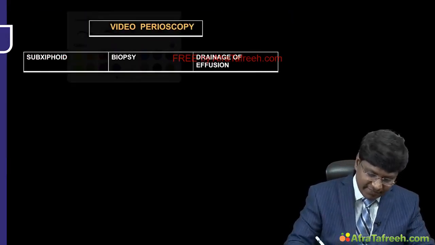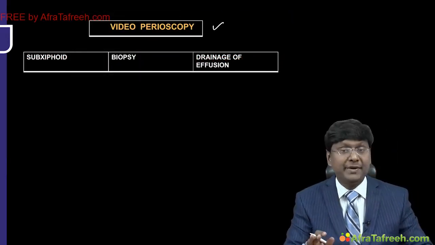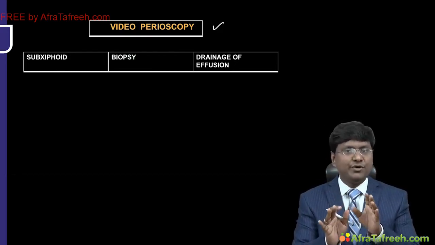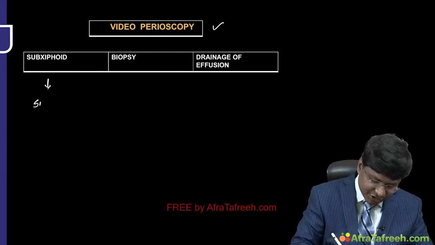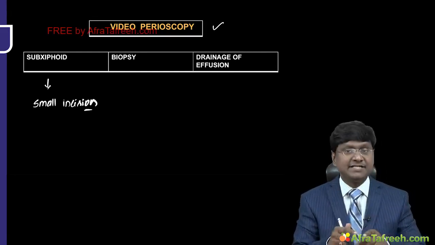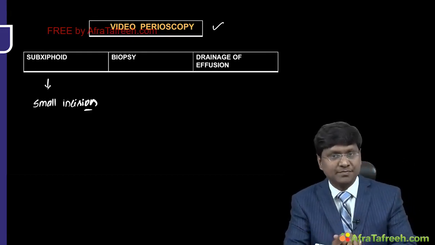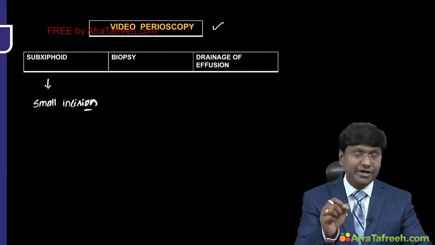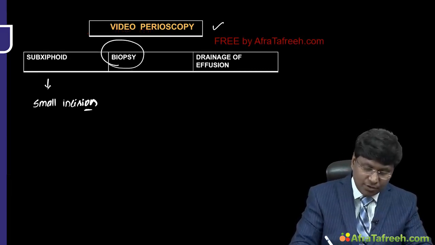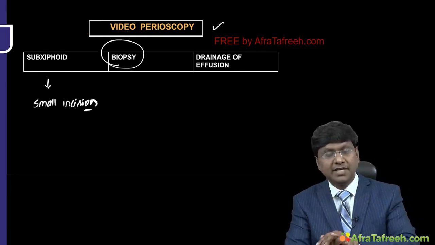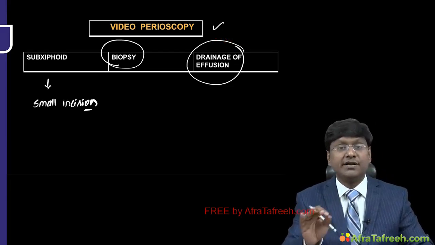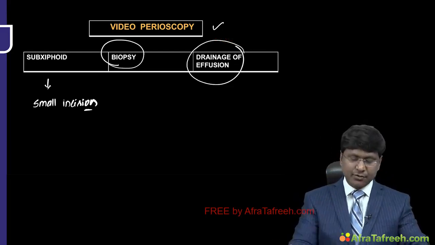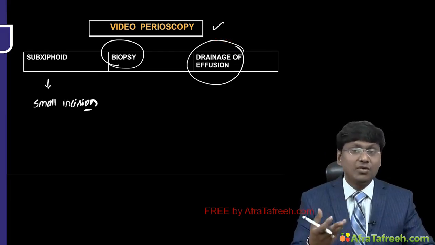Now, the next important investigation is video pericardioscopy. When you want to do video pericardioscopy, that scope you have to pass through a small subxiphoid incision. The usage of this video pericardioscopy is that you will be able to do a biopsy of the tissue, if any tissue is present. And another advantage is it is also useful for drainage of the effusion. That is the purpose of doing video pericardioscopy. Actually, we do this in order to make out the diagnosis.